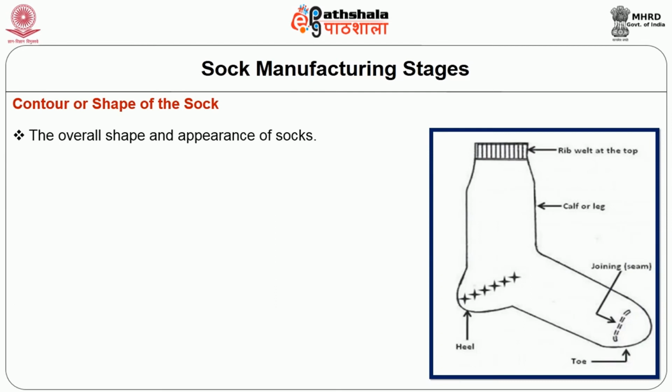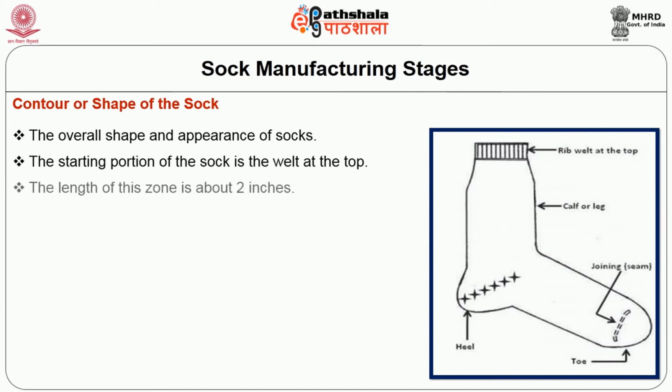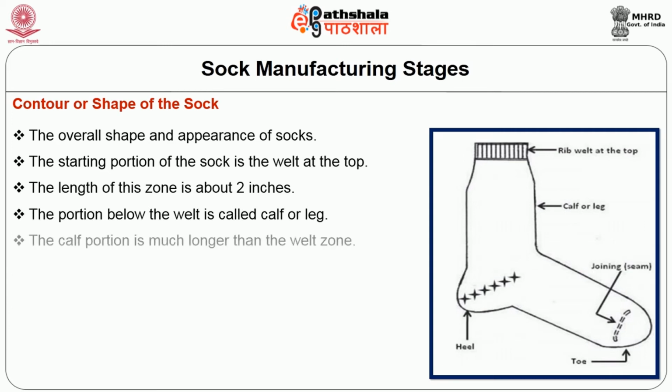Contour or shape of socks. The overall shape and appearance of socks can be viewed in the figure. The starting portion of the sock is the welt at the top. The length of this zone is about 2 inches. The portion below the welt is called the calf or leg. The calf portion is much longer than the welt zone.